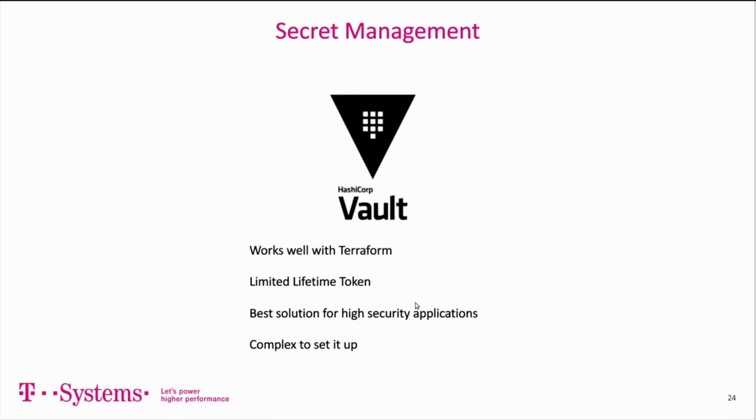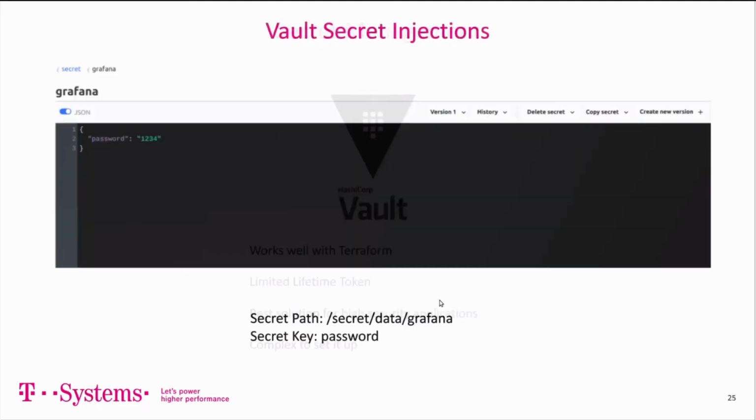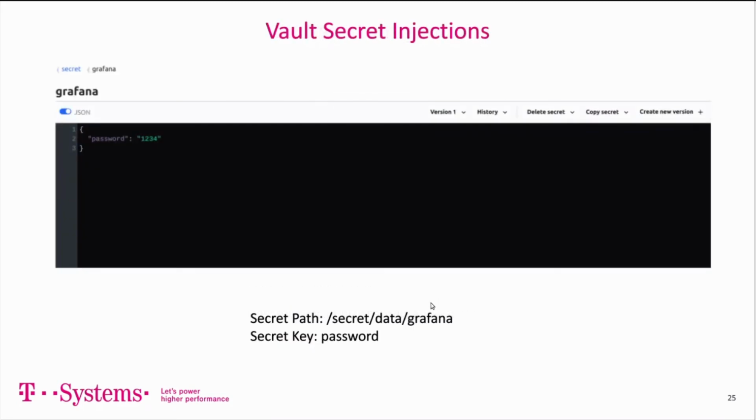The only downside is it's a little bit complex to bootstrap it. So the first-time setup of servers with HashiCorp Vault is a little bit complicated. But we talked about that in the previous talk already, so let's skip that part. How can I inject my secrets into my application or my Helm chart?